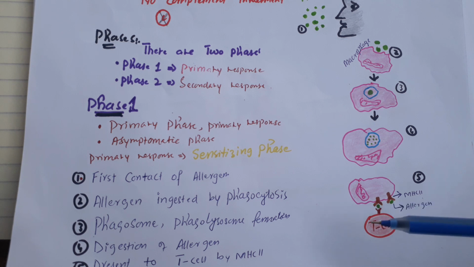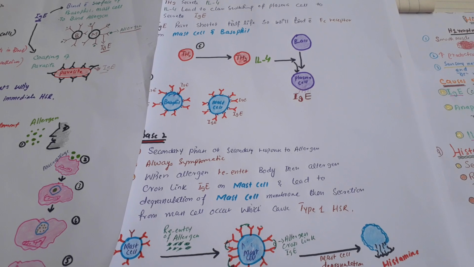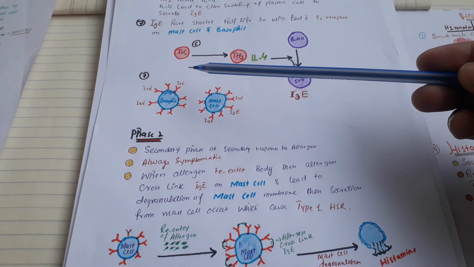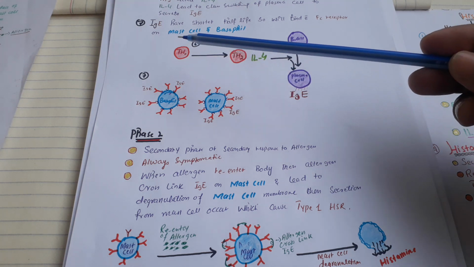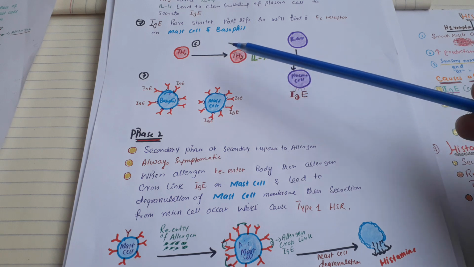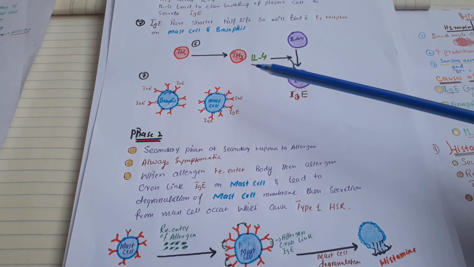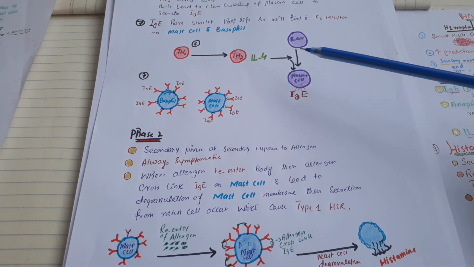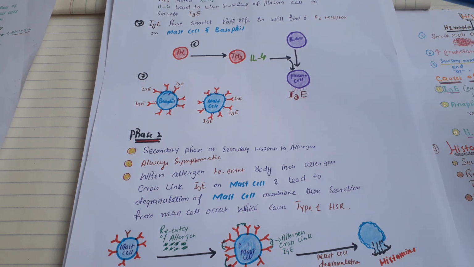As it comes in contact with the T helper cell, it activates the T helper cell. This is a naive T cell, and once activated, the naive T cell has the ability to convert into T helper 2 and also into T helper 1. But here this naive T cell is going to convert into T helper 2. So the allergen activates the T helper 2, and this T helper 2 cell secretes interleukin 4. Interleukin 4 activates class switching, so the B cell converts into a plasma cell, and plasma cells produce antibodies.